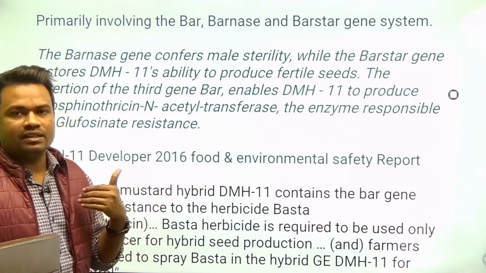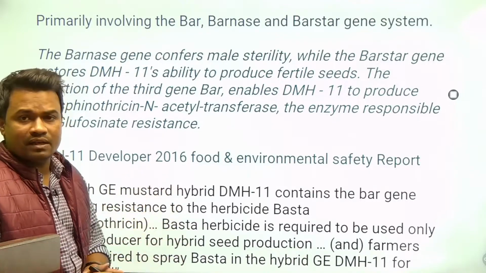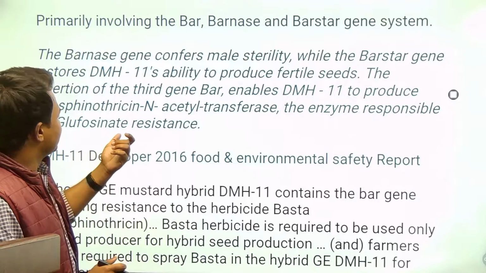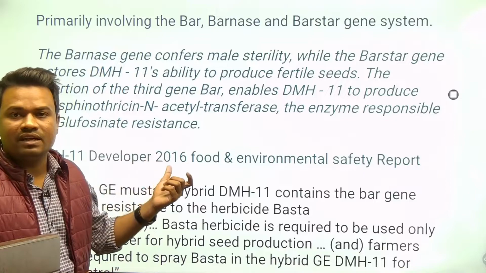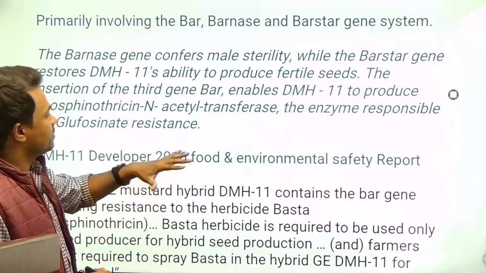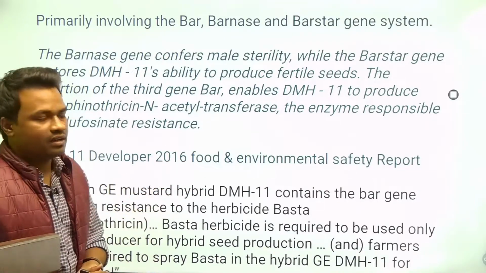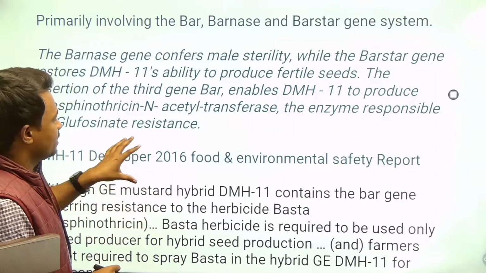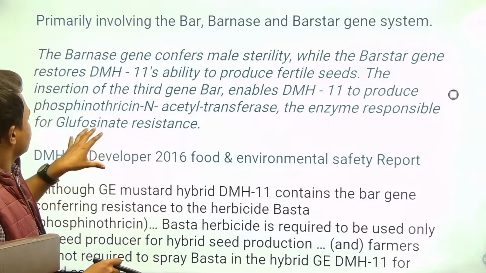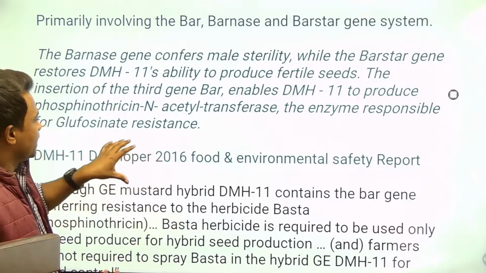Whenever weeds tend to grow inside a particular crop like mustard, this herbicide, glufosinate, is used so that farmers get rid of the problem of weeds and better growth of the crop can be ensured. So what is important for this entire mustard variety is resistance to this glufosinate herbicide, or weedicide.